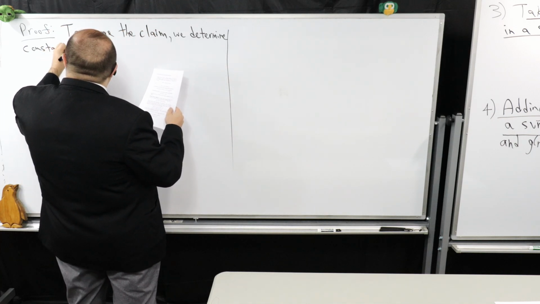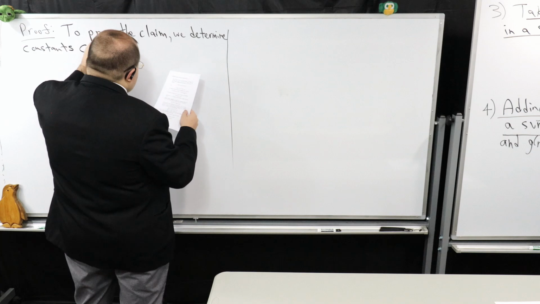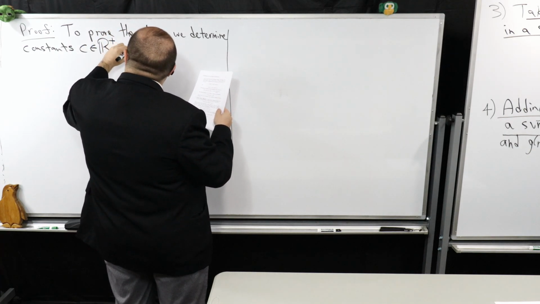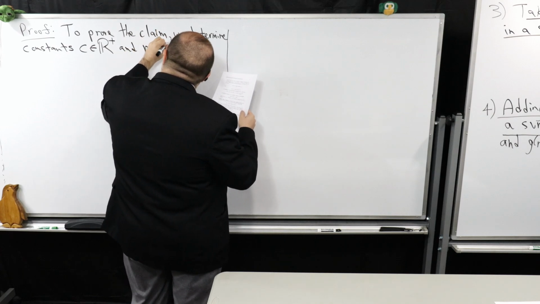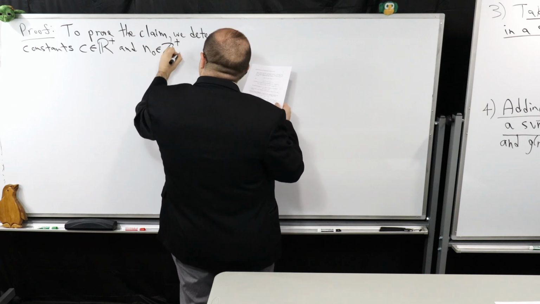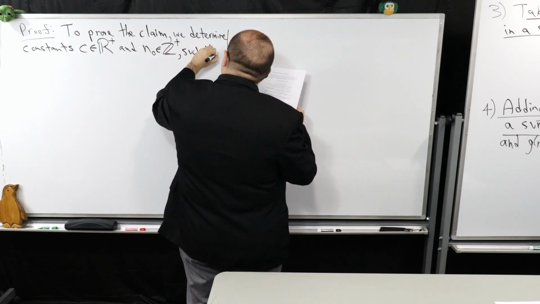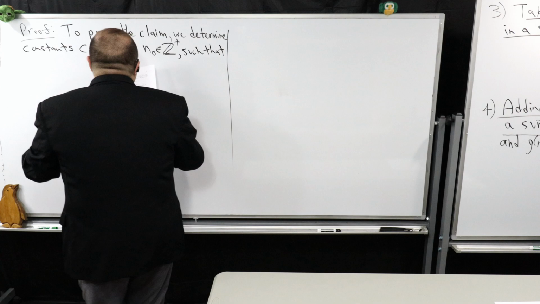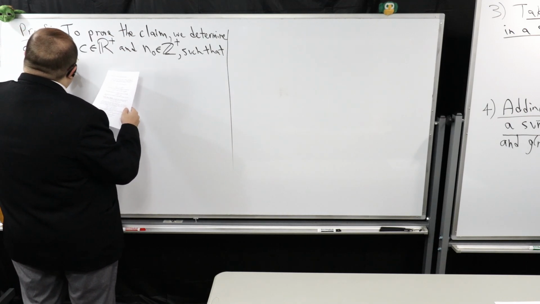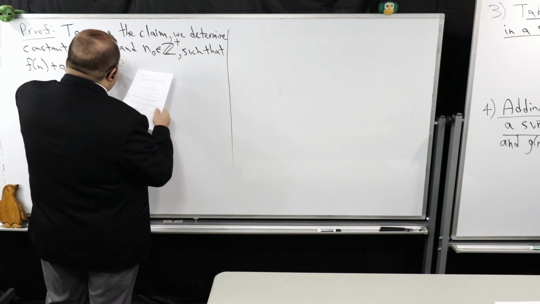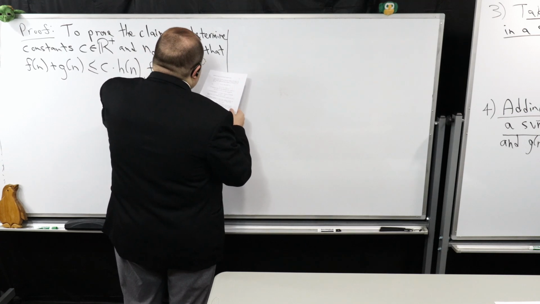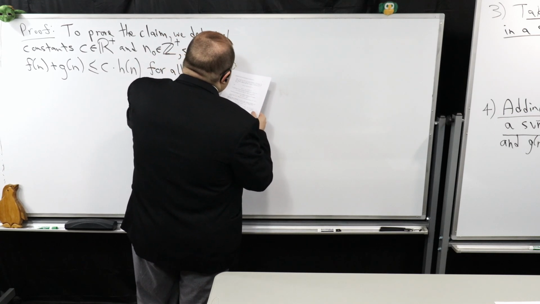We determine constants c, which is a positive real number, and n0, which is a positive integer, such that f of n plus g of n is less than or equal to c times h of n for all n greater or equal to n0.